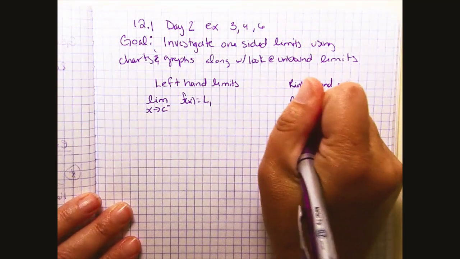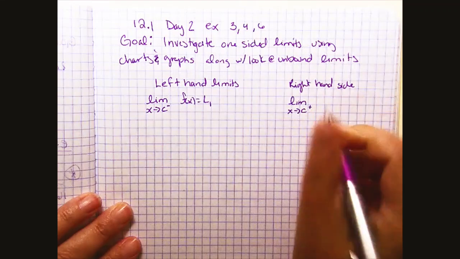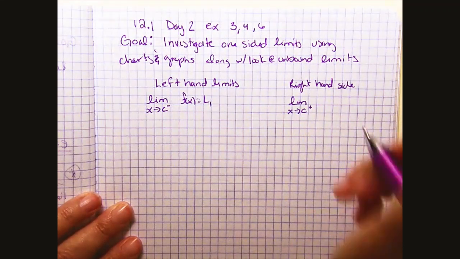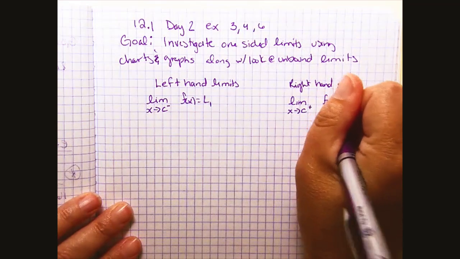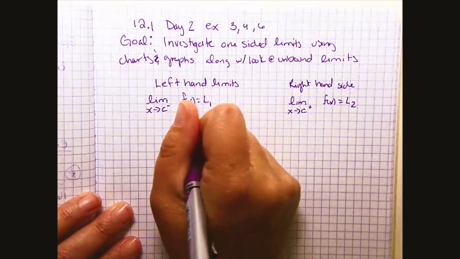And a right-hand limit is written the limit as x approaches c from the positive. So we are coming from the positive side, meaning we are coming from the right. F of x equals L2. And so there is an existence of a limit.